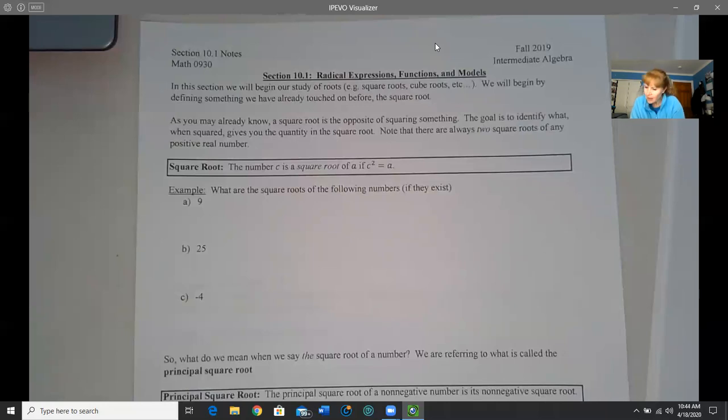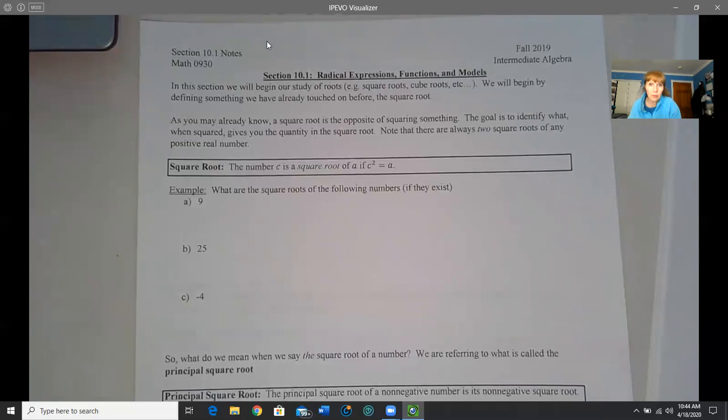Now, in looking at this section, we're not only going to be talking about square roots, but we're going to be talking about cube roots, fourth roots, fifth roots, and we'll explain those. But for right now, we're going to spend some time on some square roots. Some of you may have seen these before. So let's go ahead and look at these.